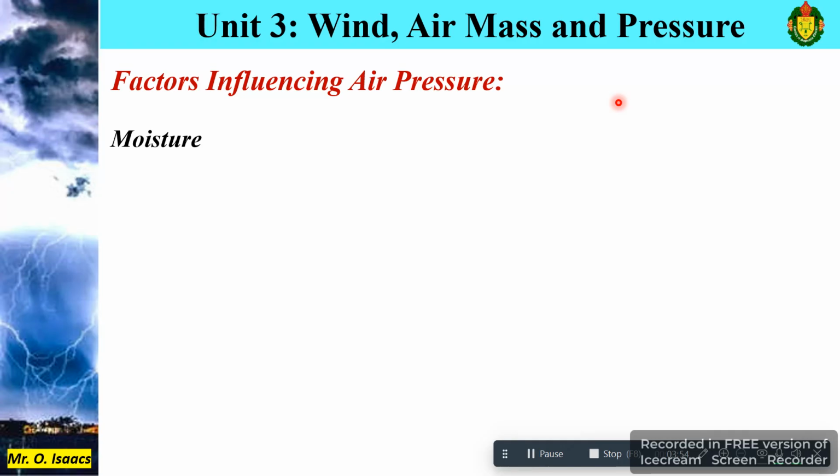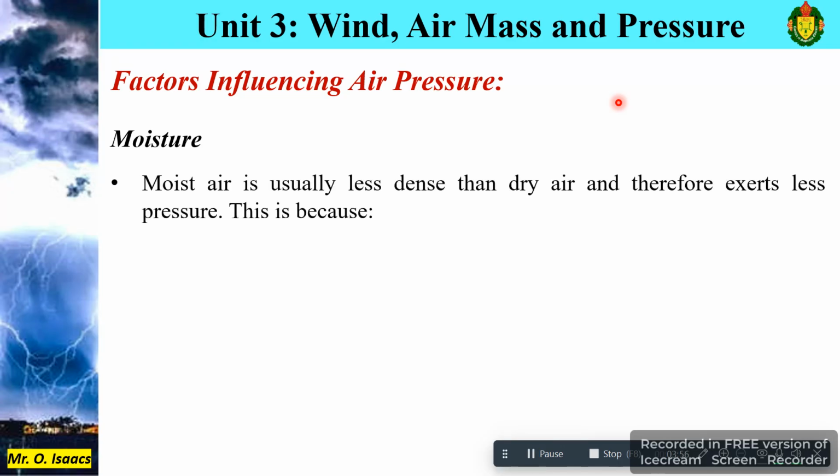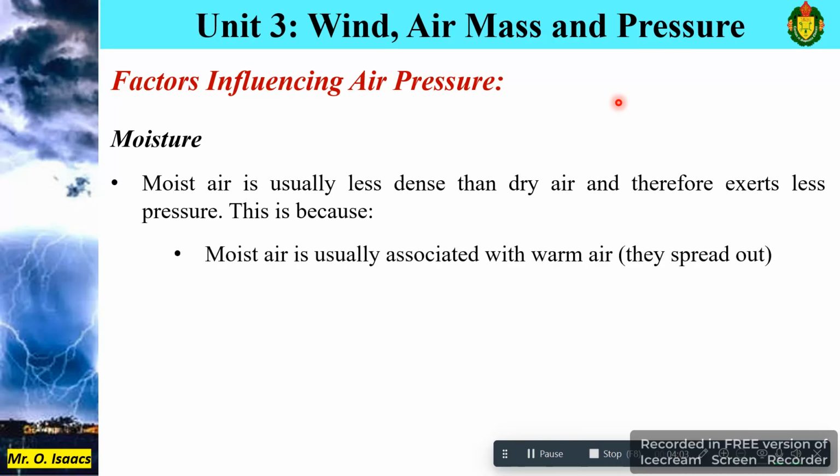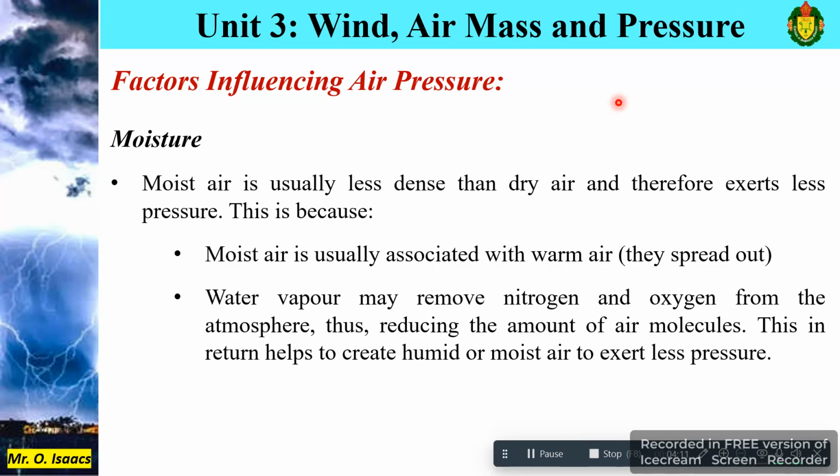Moisture is another factor that influences air pressure. So moist air is usually less dense than dry air and therefore exerts less pressure. And this is because, first of all, moist air is usually associated with warm air. The water vapor may remove nitrogen and oxygen, which are the most abundant set of gases in the atmosphere. And so when this happens, it reduces the amount of air molecules, and this in return helps to create humid or moist air to exert less pressure.